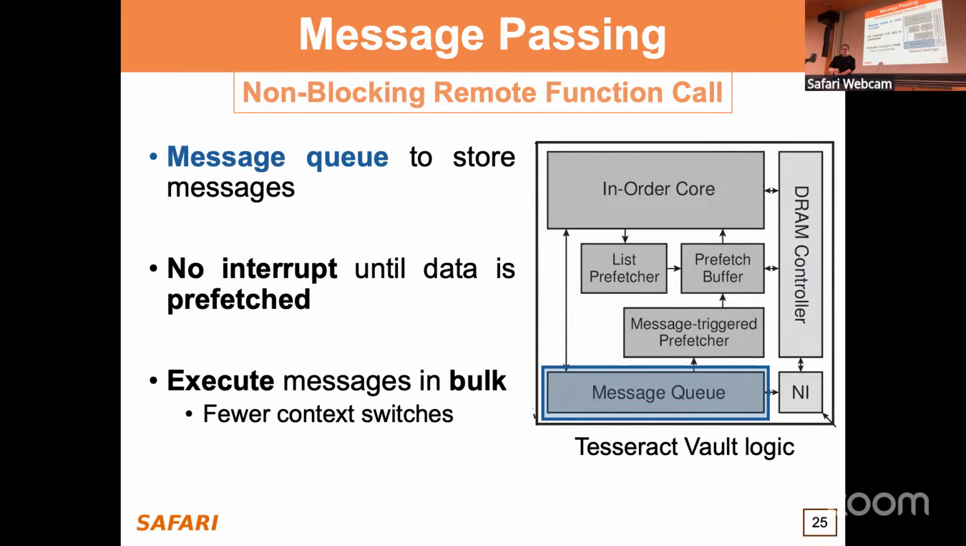So the vault itself will have a message queue. It will store the messages it receives from other cores, but it will not interrupt as soon as it gets a single one. It will instead wait until any necessary data it has from that message will be prefetched. And then when it has enough, it will execute all of the messages in bulk, which will lead to fewer context switches.